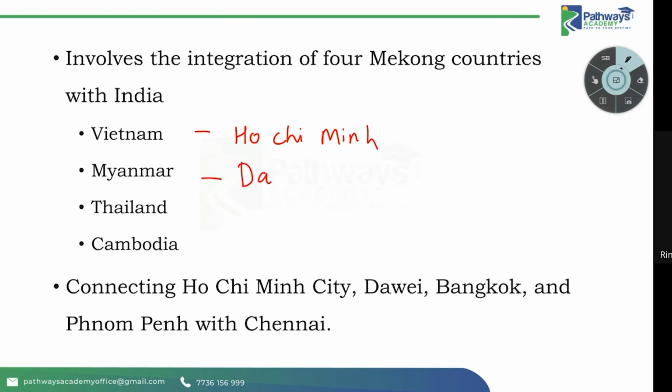In Myanmar, it is connected to Dawei. Maybe UPSC will say in the Mekong Economic Corridor, India is connected to Mandalay in Myanmar. That is wrong. It is connected to Dawei. In Thailand, it is connected to Bangkok. And in Cambodia, it is connected to Phnom Penh.